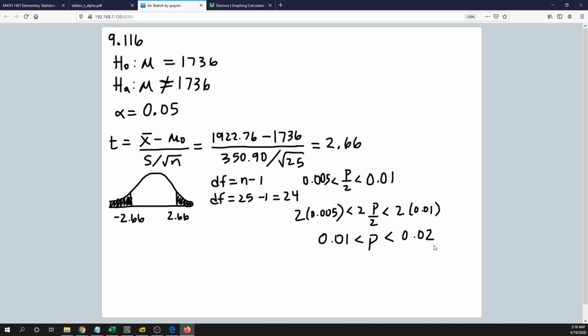Next up, now that we have an idea of what our p-value is, we're going to compare our p-value to alpha, the level of significance, and decide which one is bigger. Well, look, our p-value is between 0.01 and 0.02, and our alpha is 0.05. Well, 0.05 is bigger than 0.02, so that means that the p-value is less than alpha. All right, and so that means that we reject the null hypothesis.